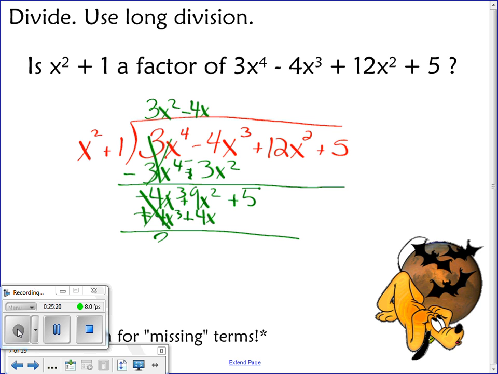Jesse, stop. Where did you get confused? Where can you stop for just one minute, hon? Right here, like where she went from here to here. Notice these are your like terms. You didn't have another cube, so that just came down with you. And then your 12x squared minus 3x squared is 9x squared.